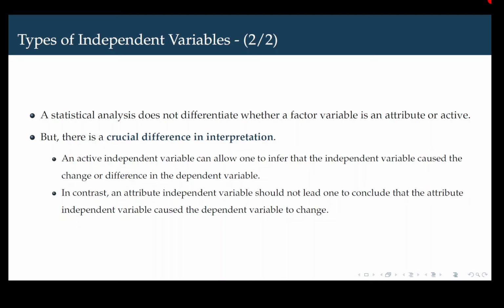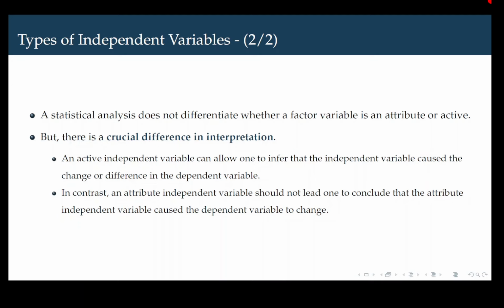but it is the responsibility of the researcher to identify whether the factor is attribute or active, because there is a crucial difference in the interpretation. If we have an active independent variable, then we can infer that the independent variable or the factor variable caused the change or the difference in the dependent variable. On the other hand, if we have an attribute independent variable, then in this case we cannot conclude that the attribute independent variable caused the change in the dependent variable.